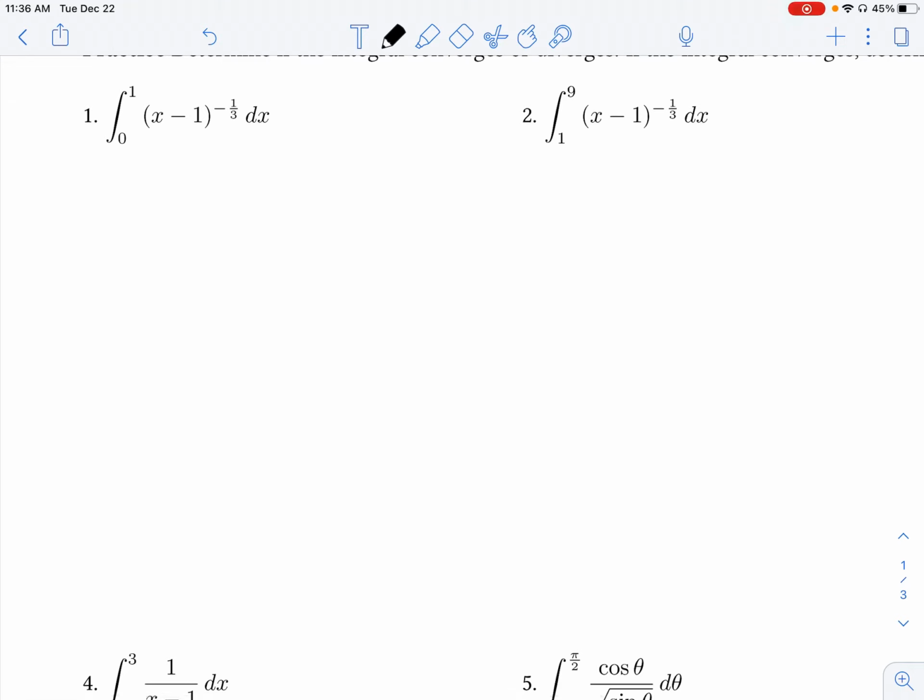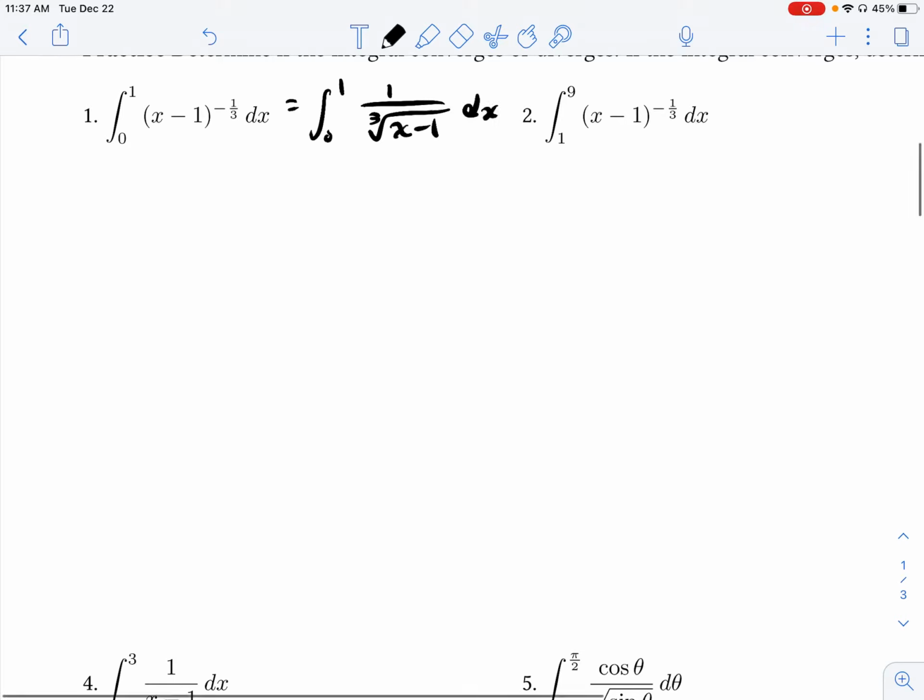The first thing we want to do is establish where our vertical asymptote is. Since we have x minus 1 to the negative 1/3 power, effectively that's in the denominator: x minus 1 is in the denominator, I should say, with the cube root of all that in the denominator. Let me just rewrite that. So we've got, this is this.